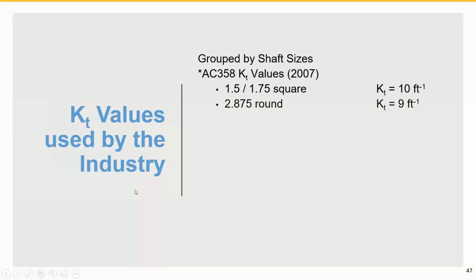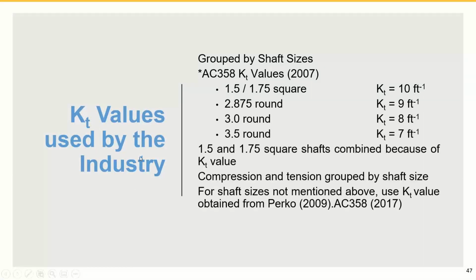So here are the KT values used by the helical pile industry. For 1.5 and 1.75 inch square shaft, KT is equal to 10 per foot, that is, 10 ft^-1. And these are the same around the world. For the 2 7/8 inch outside diameter shaft, KT is equal to 9. For 3-inch round shaft, and I've seen only one single manufacturer with a 3-inch outside diameter shaft, KT is equal to 8. For 3.5-inch round shaft, KT is equal to 7. And for 4.5-inch outside diameter shaft, KT is equal to 5.5.